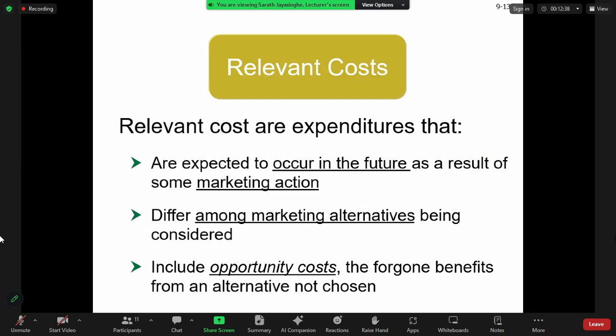Opportunity cost means that you have to sacrifice something instead of that you are selecting something. That is called opportunity cost.